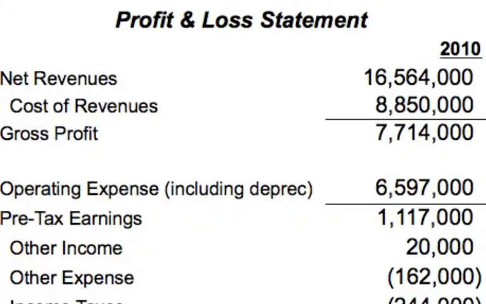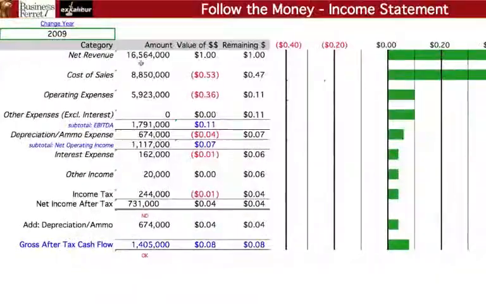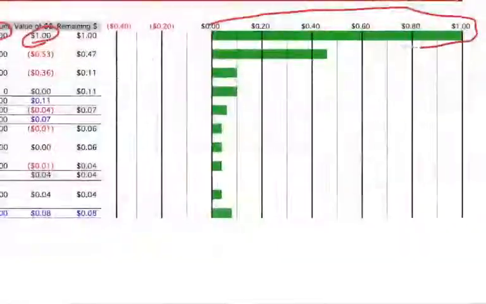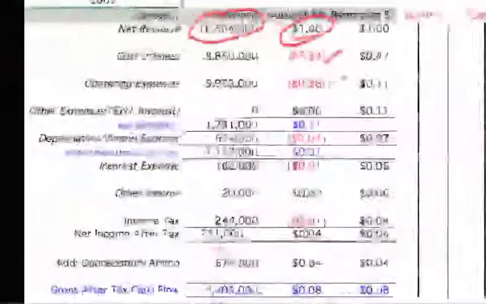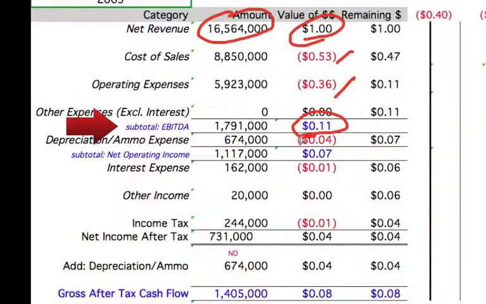Take a look at this first slide, and I think you'll see a beginning way to get your arms around what's really happening here. You notice what we've done is we've taken net revenue for a sample company and translated it in the equivalent of $1. And you can see that full dollar out here on this bar chart representing revenue. And then as you begin to take away, say, a cost of sales and operating expenses, you end up with an EBITDA number of 11 cents for every dollar of revenue. We'll come back to that.